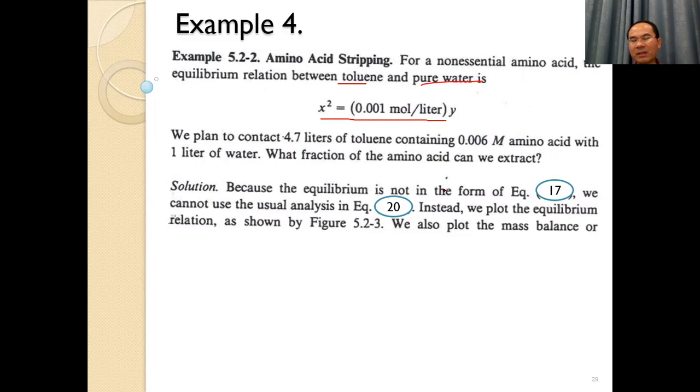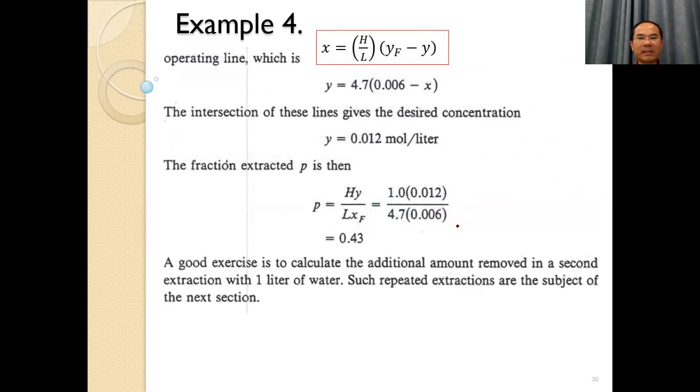For this case, we use the water to recover amino acid from toluene. For this case, the equilibrium is not in the form of equation 7, but it is nonlinear. We cannot usually analyze it with that equation. We can use the mass balance, or the operating line. Previously we know X equals L over S Y plus Y. But for this case we can write Y equal to L over S times (XF minus X).